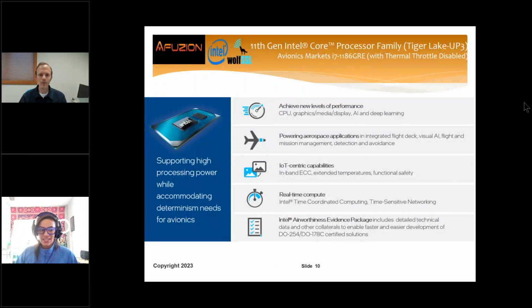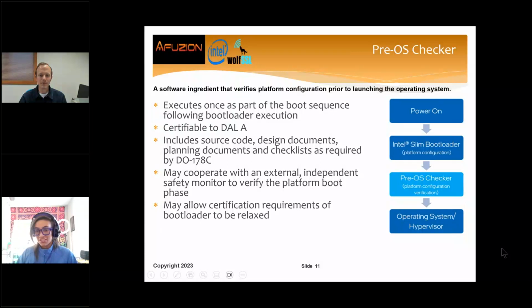But to get to the next slide here, getting into boot, the focus of this webinar, I would like to talk about the Intel Avionics Pre-OS checker. So for the 1186 GRE, the Intel Avionics Pre-OS checker can be integrated into the boot sequence of Intel's Slim bootloader. Prior to the launch of the operating system, the Pre-OS checker verifies the platform configuration as part of the boot sequence following the bootloader execution.